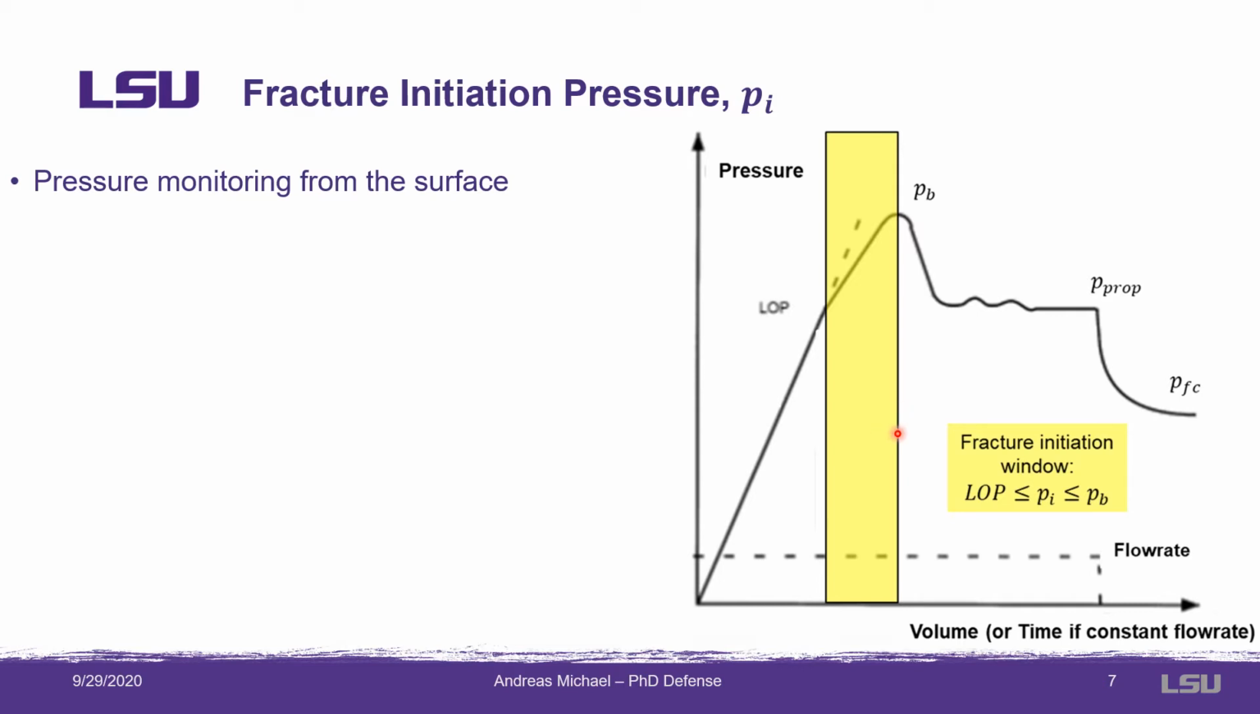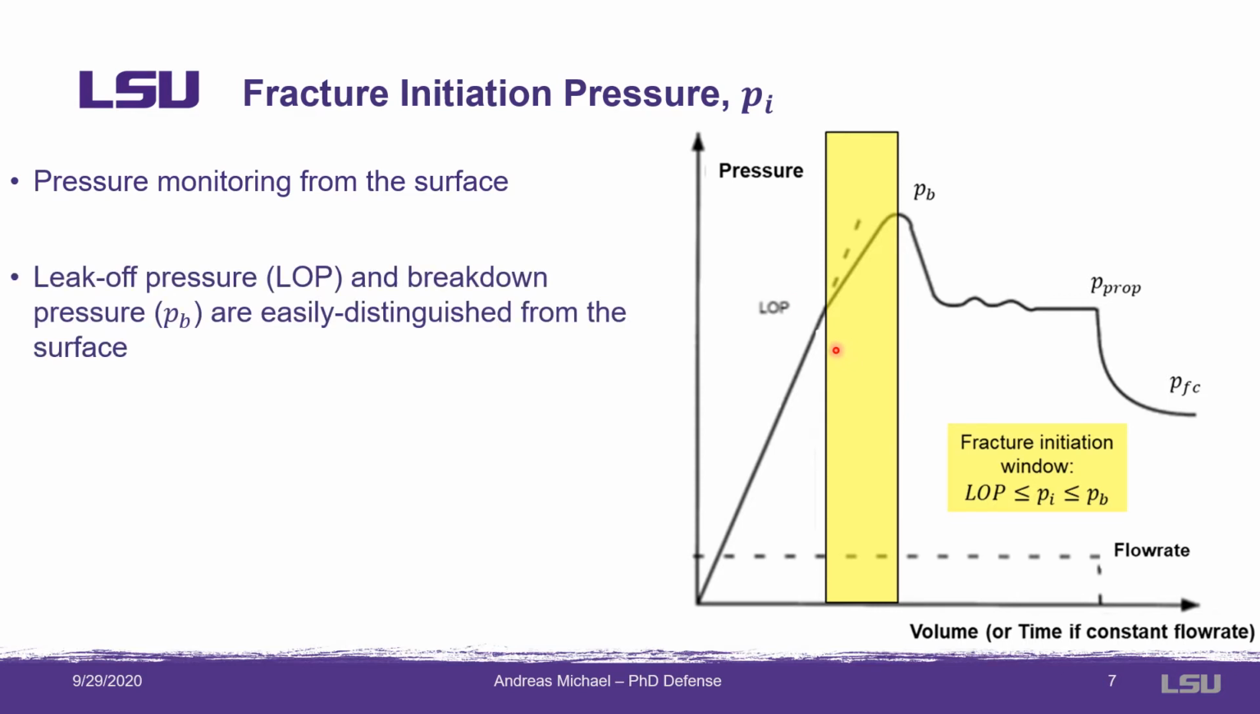Besides the orientation of fracture initiation, a second dependent variable is the fracture initiation pressure. During a stimulation treatment, practitioners monitor the pressure from the surface. As fracturing fluid is pumped downhole, the pressure increases at a constant slope with respect to time. Then the slope starts decreasing as the fluid starts leaking into the pores of the surrounding formation. The point at which this starts happening is known as the leak-off pressure, or LOP. As the fluid continues to be pumped, we reach a point where the pressure drops dramatically. This is the formation breakdown pressure, or PB, which is the highest pressure reached during a hydraulic fracture treatment.